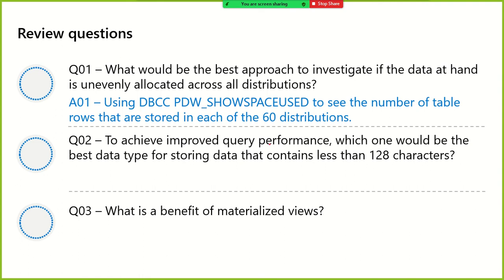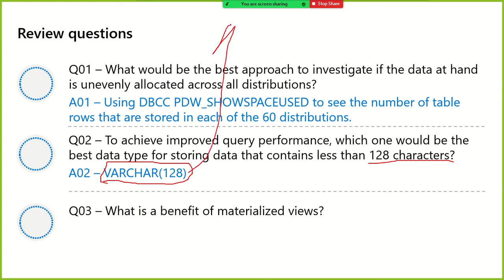To achieve improved query performance, which one will be the best data type for storing data that contain less than 128 characters? Okay, you can see if you have less than 128, specify varchar. Now, I don't know how many of you know what is the difference between this and this one. Who can tell us? If somebody should use this data type, what is the difference between this one, if I call this one A, and this is B?